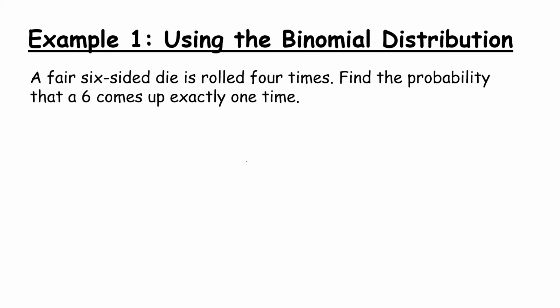Let's look at an example. A fair six-sided die is rolled 4 times. Find the probability that a 6 comes up exactly 1 time.